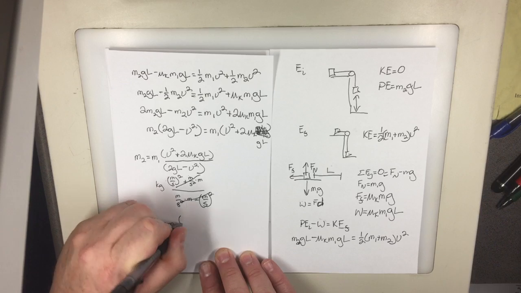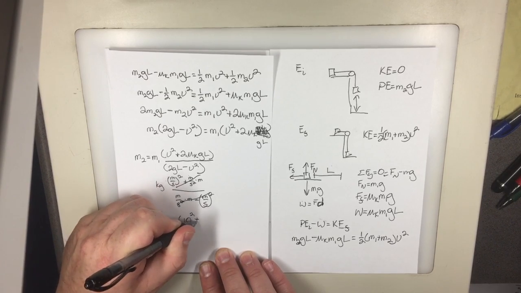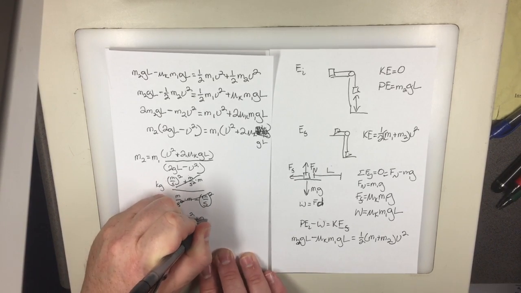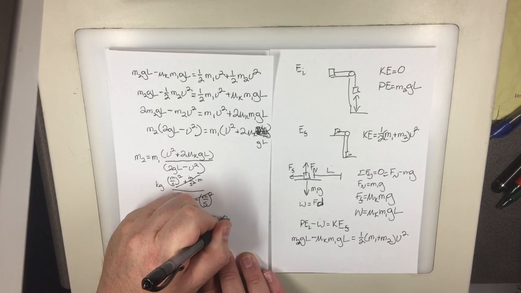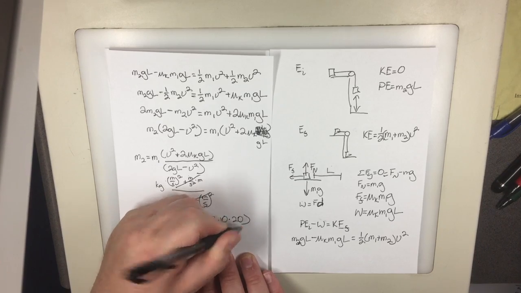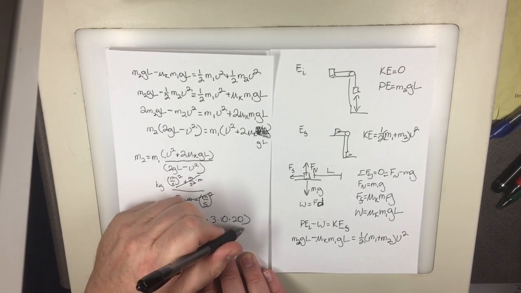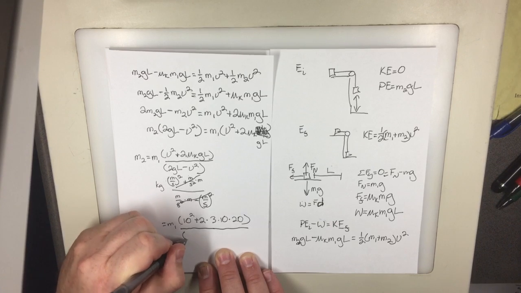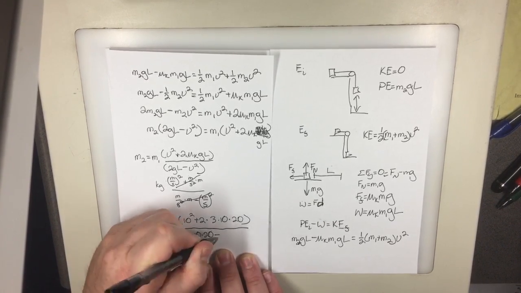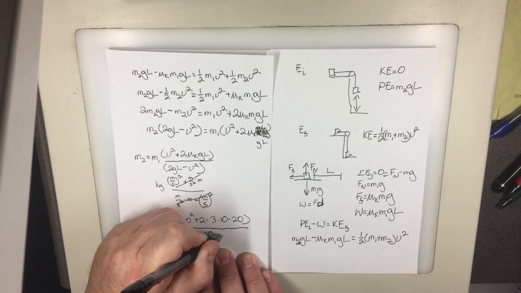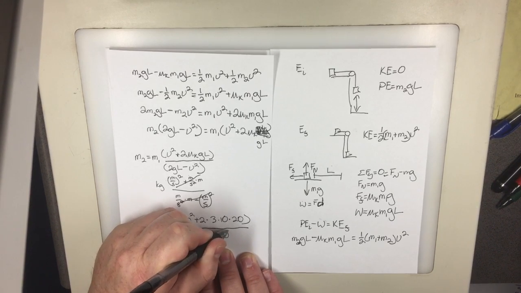M1 V, 10, plus 2 times 3 times 10 times 20, 2 times 10 times 20 minus 10 squared.